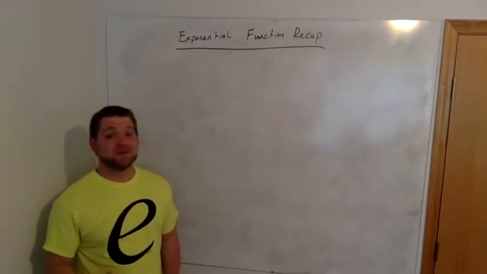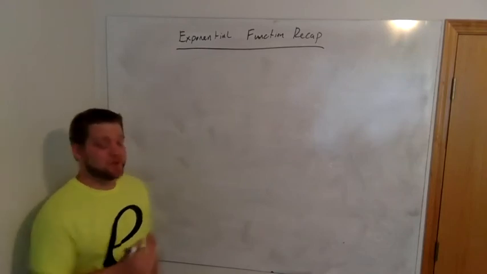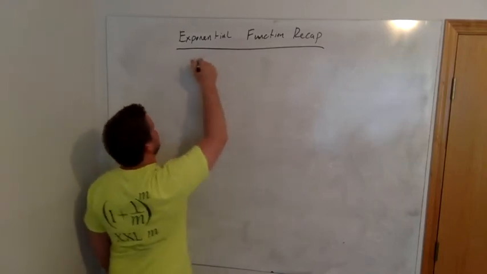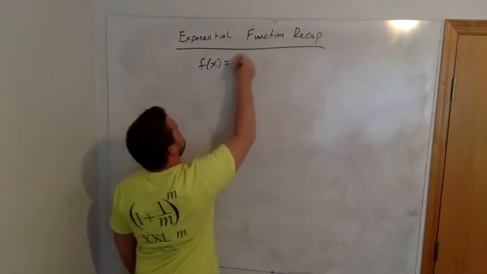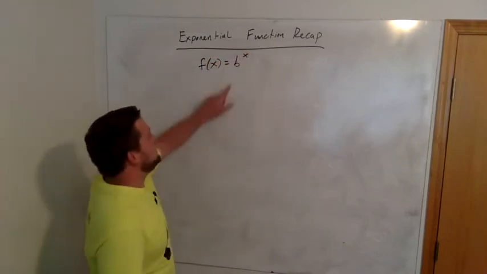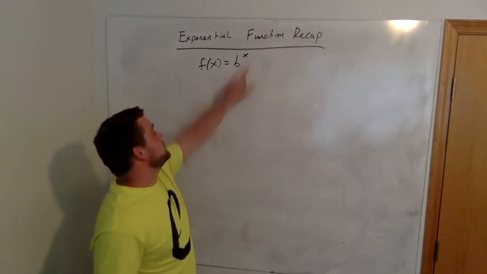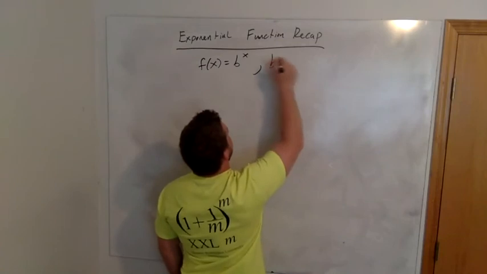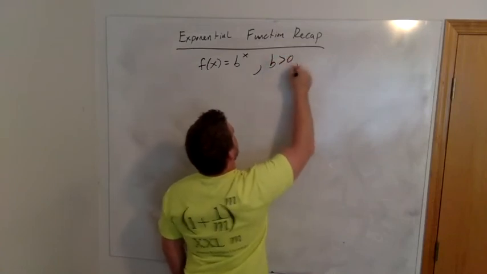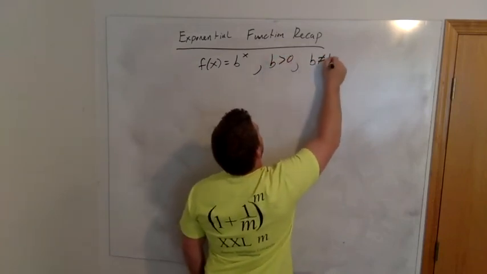Okay, let's do a recap of everything we've learned in this video. An exponential function has the form b to the x. B we call the base, x we call the exponent. Now there are conditions on the base: the base has to be greater than 0, and the base cannot be 1.